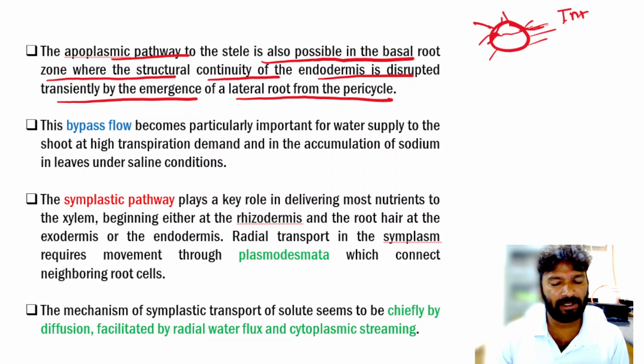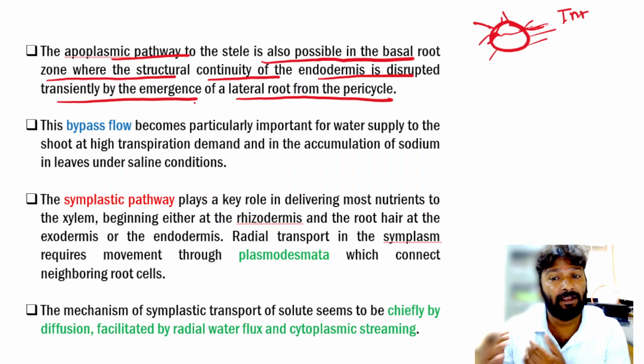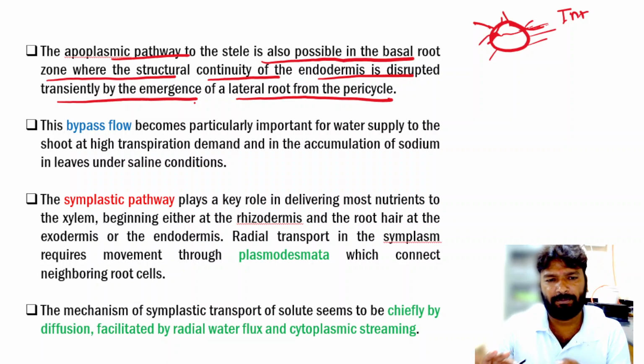Okay, clear? Now, there are two pathways. First is the plasmodesmata, the symplast, and second the apoplastic. The symplast is a very simple pathway where ions move from the epidermis to the xylem via the plasmodesmata. And the second pathway is the apoplastic pathway.